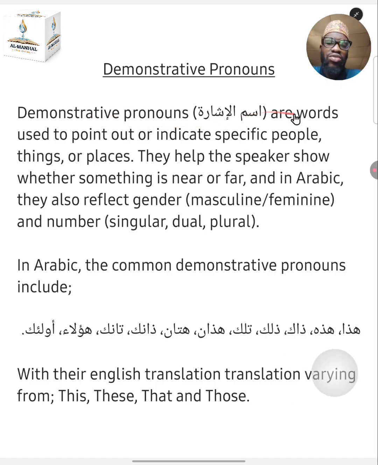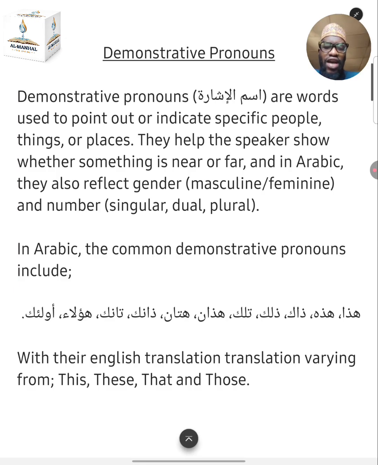Demonstrative pronouns are words used to point out or indicate specific people, things, or places. To make it simpler, in English, we all know this, that, those, and the likes. These words are used in indicating a particular thing or place or a particular person or people, as the case may be. The case of this, that, those is still the same thing in Arabiya with just little differences. They help the speaker show whether something is near or far.